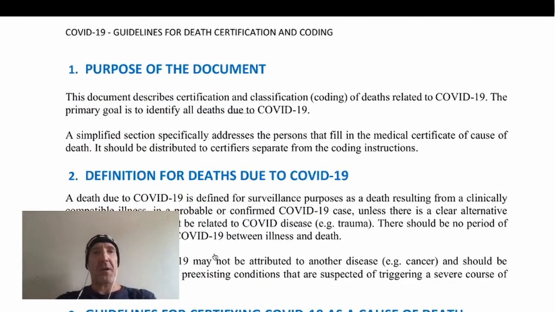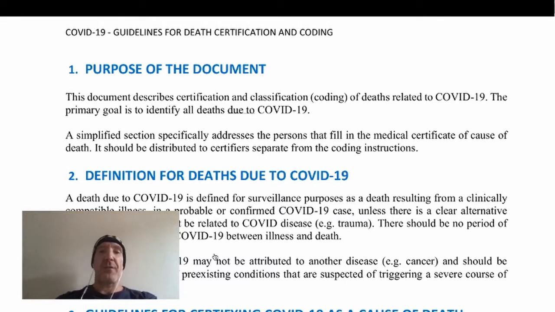So first, the purpose of the document. This document describes certification and classification and coding of death related to COVID-19. The primary goal is to identify all death due to COVID-19. So I would guess that this means causative, so all deaths that are caused by COVID-19. A simplified section specifically addresses the persons that fill in the medical certificate. So there's some practical application in this document of cause of death. It should be distributed to certifiers separate from the coding instructions.